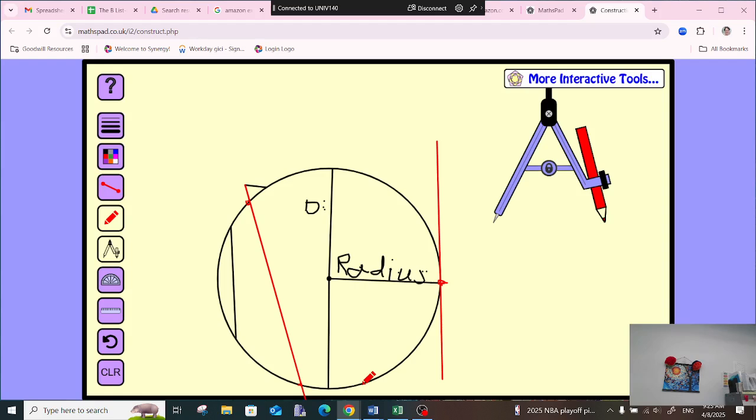A chord is like a diameter, but it just does not go through the center. Both endpoints are on the edge of the circle. I just wanted you to have a visual before we started.